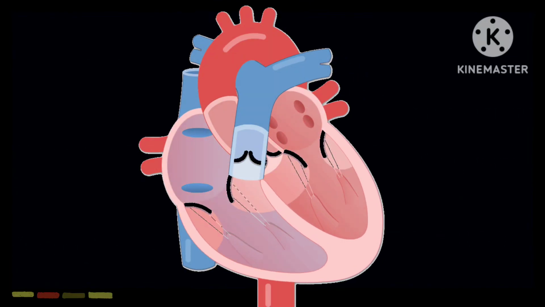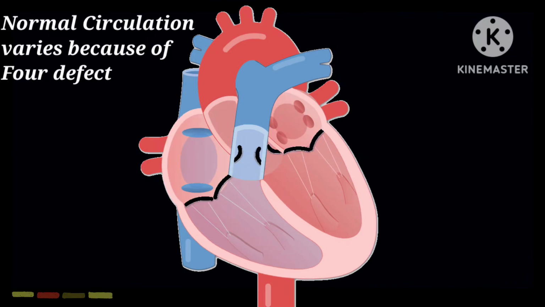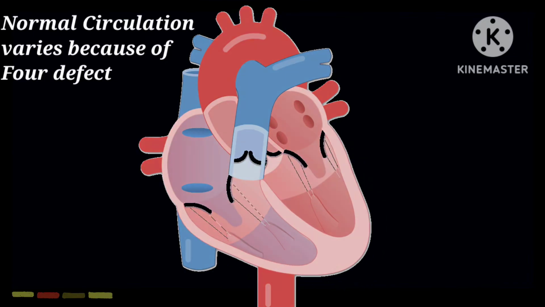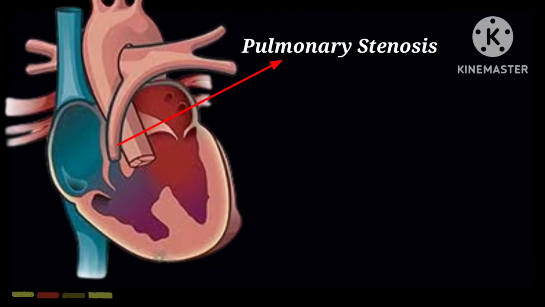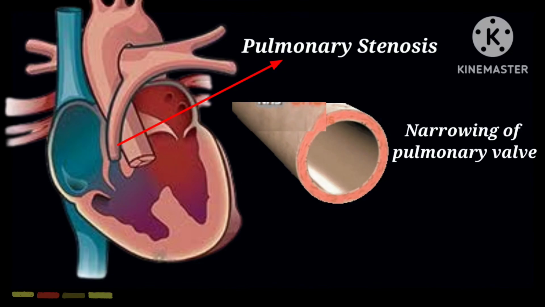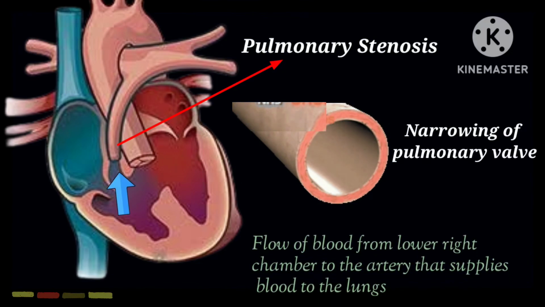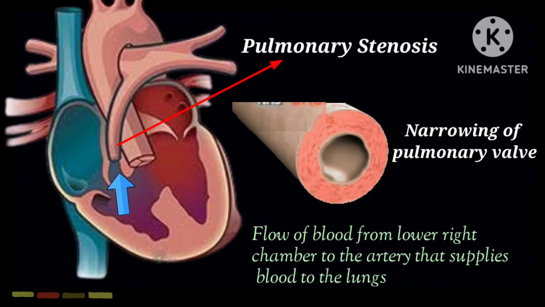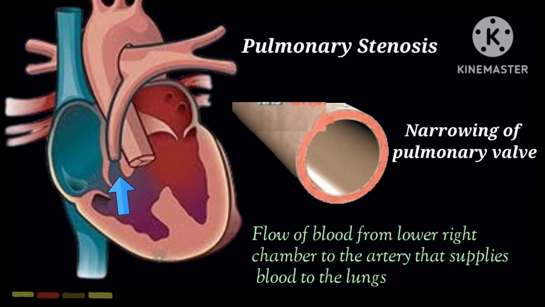In babies with Tetralogy of Fallot, this normal circulation varies because of 4 defects. Pulmonary stenosis. It refers to narrowing of the pulmonary valve in the heart, which is responsible for the flow of blood from the lower right chamber into the artery that supplies blood to the lungs.